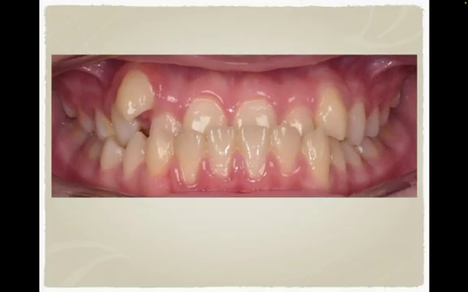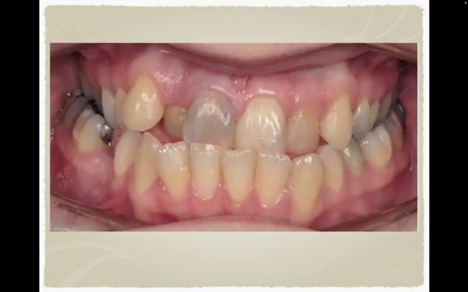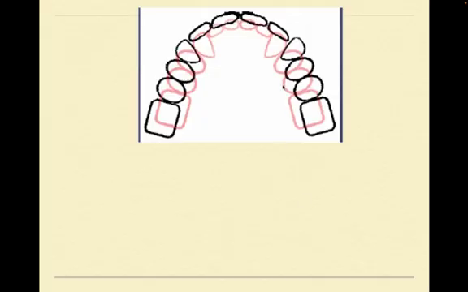Crossbite. As we said, by definition, we usually have an anterior crossbite when we discuss class 3 malocclusion. But it's also common to find a posterior crossbite or generalized crossbite, as we can see here. And why is that? Simply because we have an AP discrepancy between the maxilla and mandible.